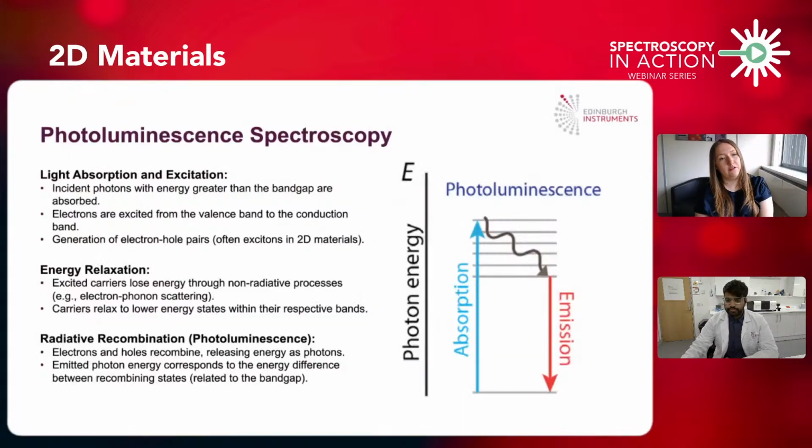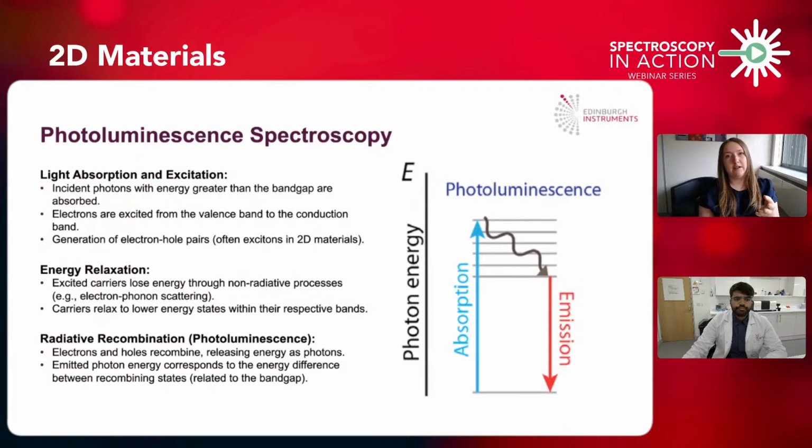Perfect. So yes, on to spectral technique number 2, photoluminescence, or PL for short. Here we're going to investigate how your 2D material will emit light after it's absorbed it. The process begins with light absorption and excitation, where photons with sufficient energy excite your electrons to a higher energy level, and these often form bound electron-hole pairs.